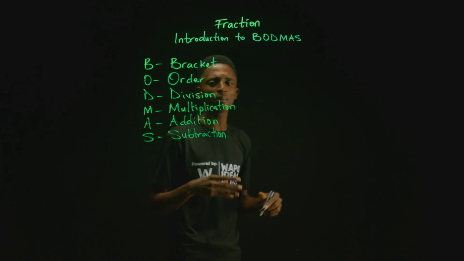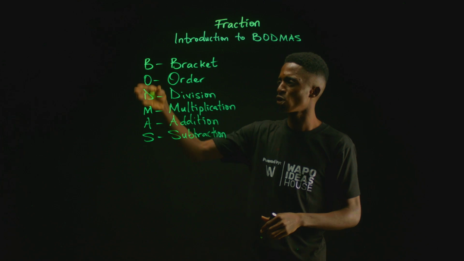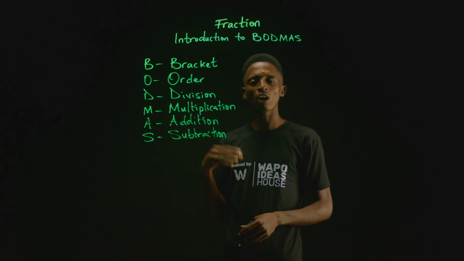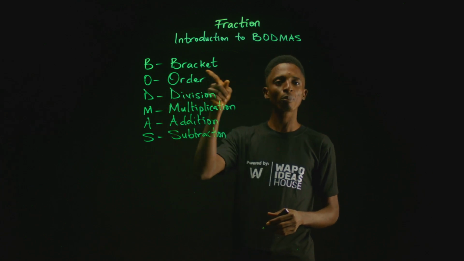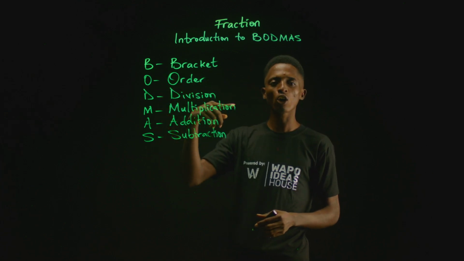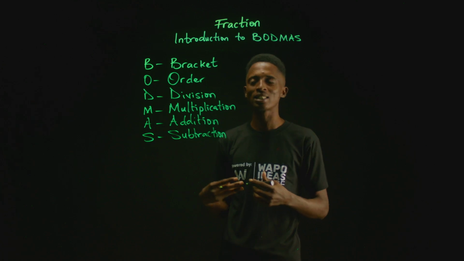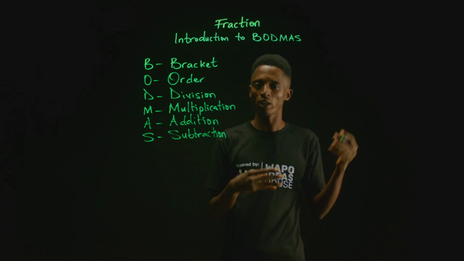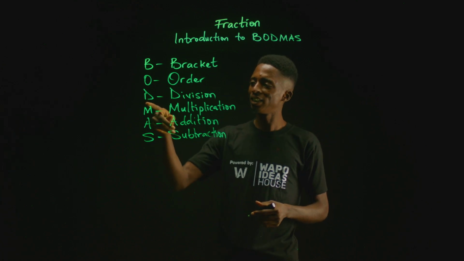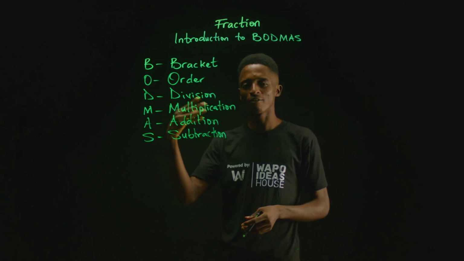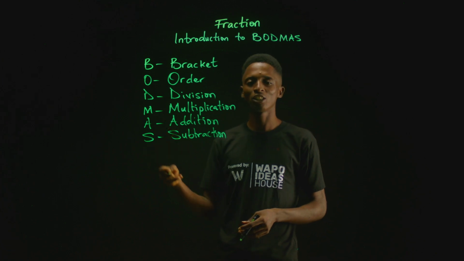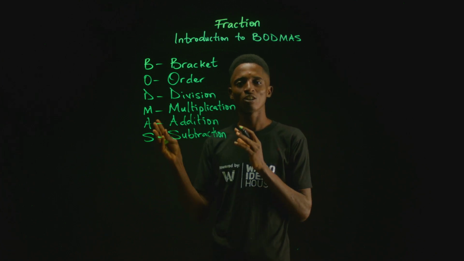So when you have a math problem that has the symbols for these operations, the order of operation to follow is to ensure that you solve all brackets first, then the orders, that is where you have exponents or you are having a fraction into a whole number. Then the next thing is division in that order of operation. And then we have multiplication, addition, and then finally subtraction.